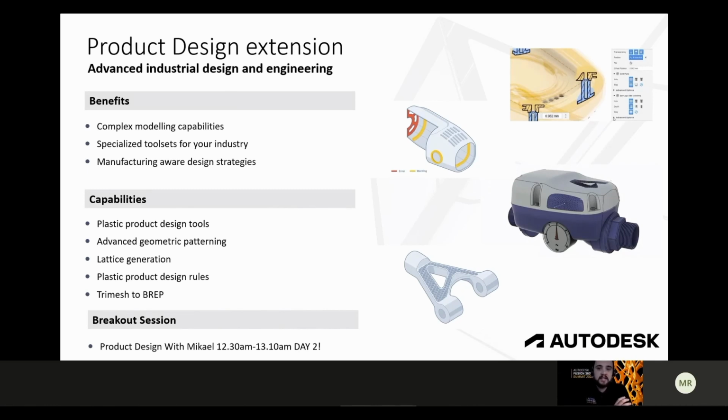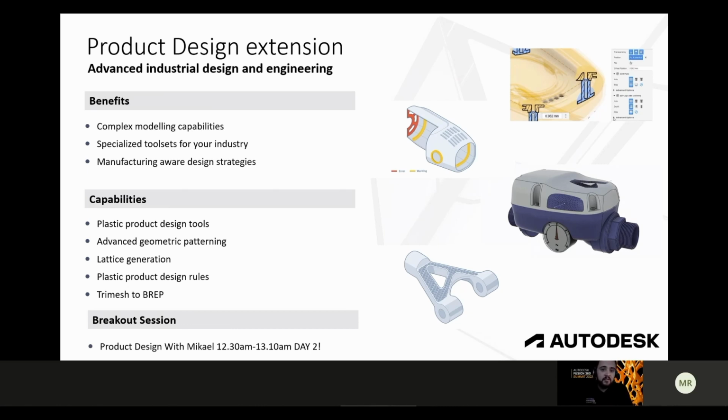So the product design extension essentially extends the core 3D design and modeling capabilities of Autodesk Fusion 360. It focuses on consumer products and automating and speeding up the design process. You now have access to design tools that automate and simplify the creation of manufacturing aware features. You'll gain the ability to get design insight to ensure your plastic parts are manufacturable.